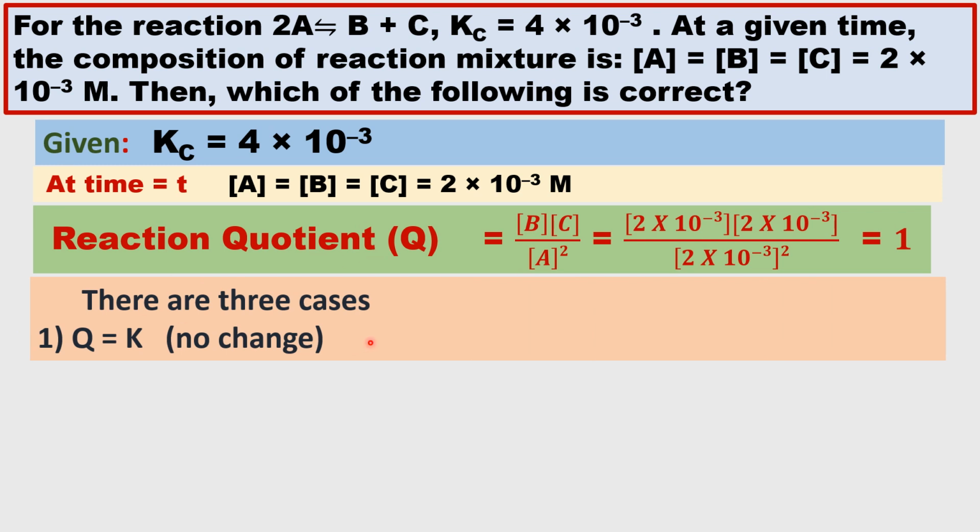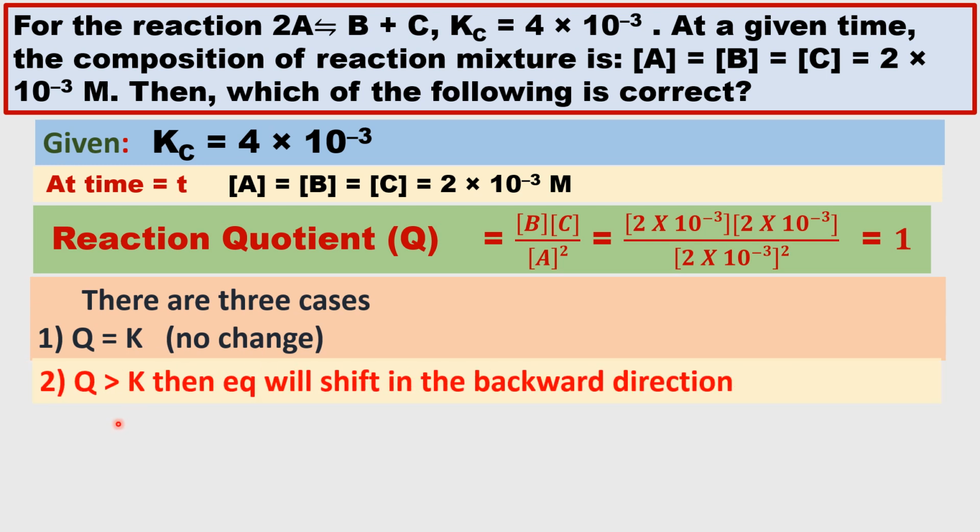So, there are three cases. For example, Kc, this is the same formula for Kc, but at equilibrium time. But this is not equilibrium time, it is at a given time point. So there are three cases. If Q equal to K, then it has attained the equilibrium at that time. So the reaction will neither move in the forward direction nor in the reverse direction.